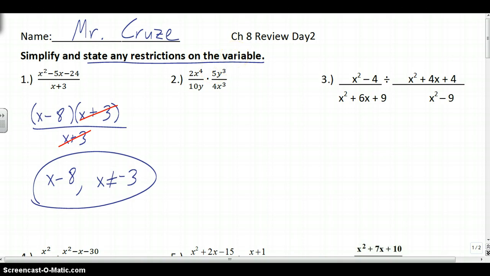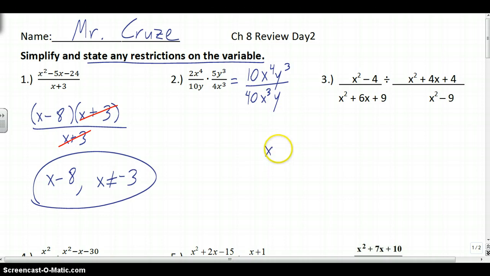Problem 2, there's a couple ways you can do this. You can either multiply straight across the top and straight across the bottom and then cancel, or you can cross cancel. I'm going to do the former. Multiply straight across the top. 2 times 5 is 10. X to the 4th, y cubed. Those do not combine in any way. 10 times 4 is 40, and then we have x cubed y.